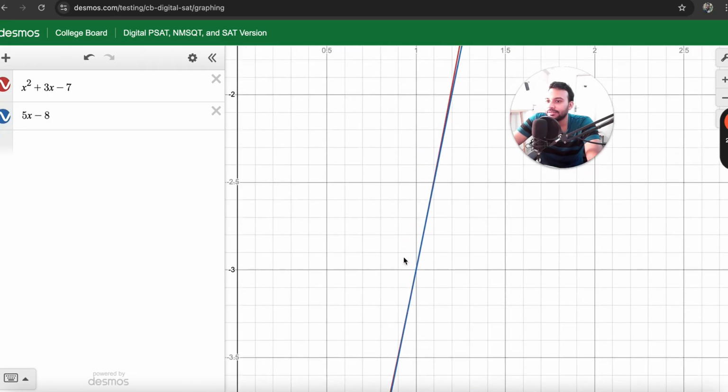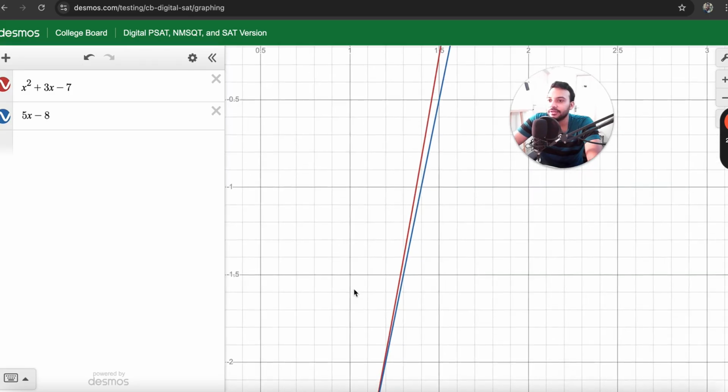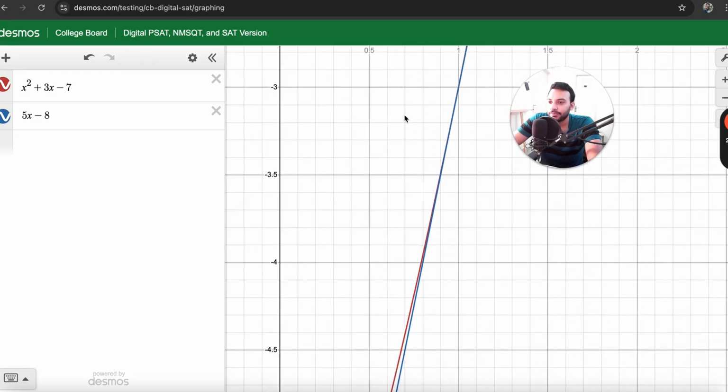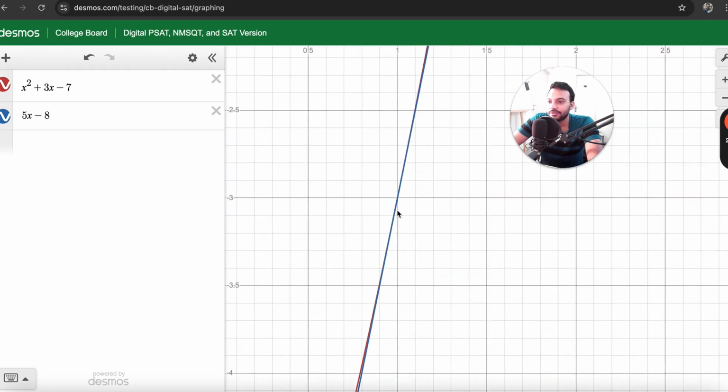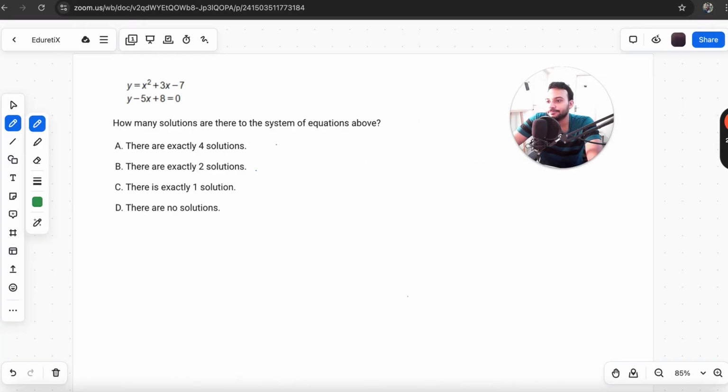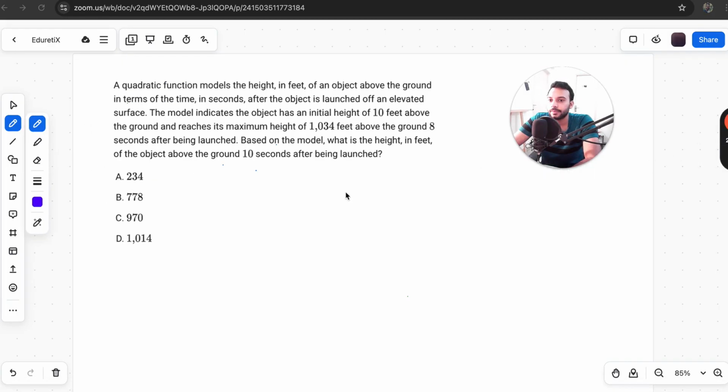And now if you zoom out and see if there are any other points of intersection, there are none. The graphs are diverging on both the sides. Just met here, 1 comma 3. So there's just one solution, exactly one solution. This is the correct answer. Okay, so that was quick. Let's go for the next one.